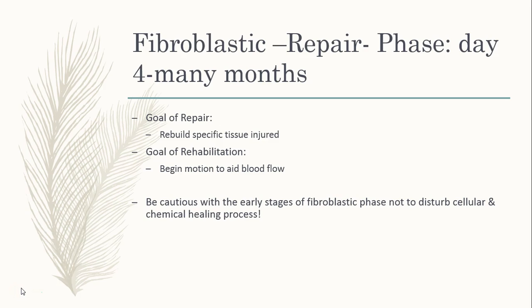Okay, so you're all set with Joe during his inflammatory phase. You know it's happening inside of his knee, and you know how you want to fix that or help Joe. So now we have the fibroblastic repair phase. So this could be day 4 to like month 9 or month 6, depending on the biology of your athlete and how they heal. Okay, and the goal of the fibroblastic phase is, one, to repair the area. That's not surprising since it's called the repair phase, right? So rebuild the specific tissue that's injured. And then also the goal of rehab is to begin motion and aid blood flow.